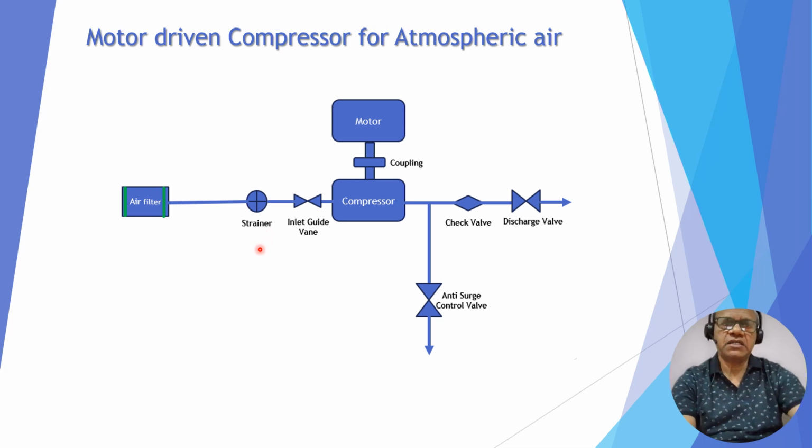Then we have another strainer which takes care of debris inside the piping. Then we have the IGV, inlet guide vane, which takes care of the flow or mass flow control through the compressor. On the discharge side, we have a check valve, then the discharge valve, then finally it goes to the plant process, and we have the anti-surge control valve or blow-off valve, which vents to atmosphere. So this is the arrangement of a motor driven compressor which is handling atmospheric air.